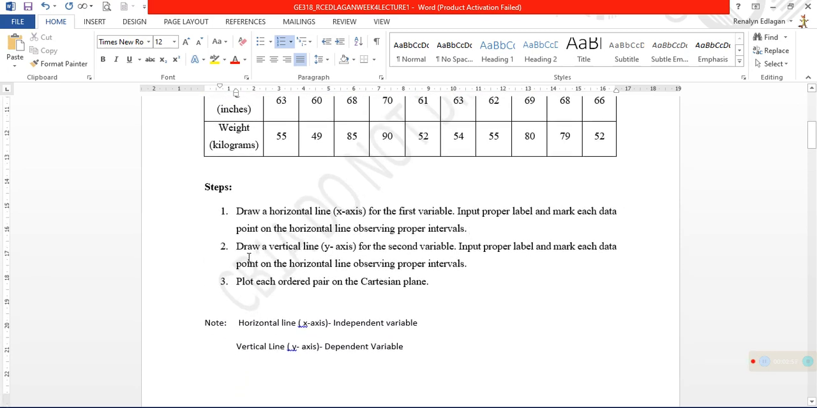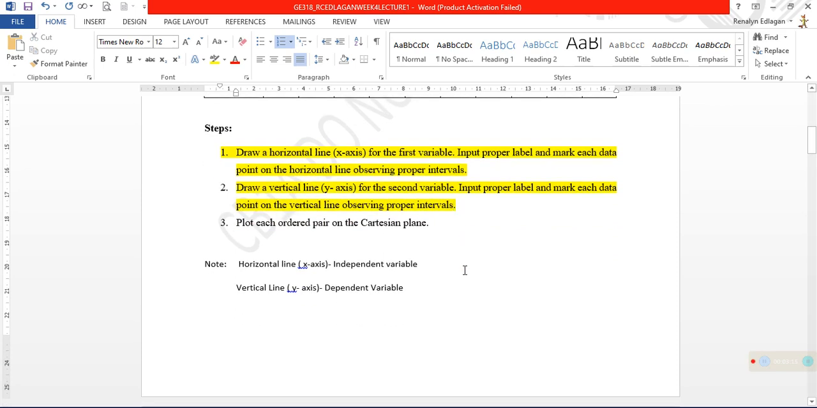Now, let's have number 2. Draw a vertical line or the y-axis for the second variable. Again, input proper label and mark each data point on the vertical line, observing proper intervals. And finally, plot each ordered pair on the Cartesian plane. And also, I included here some notes.